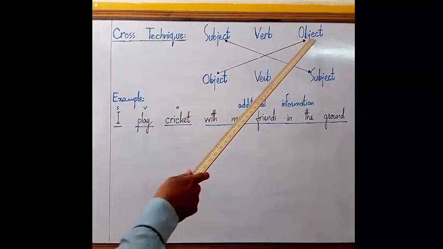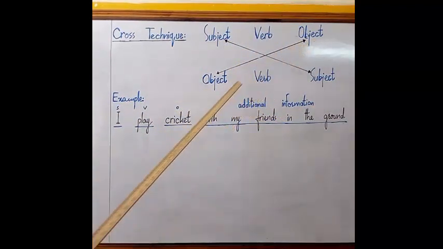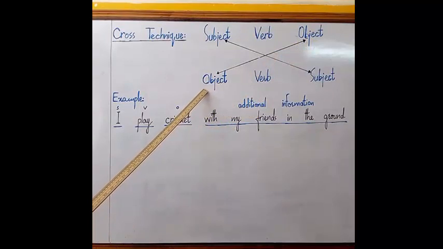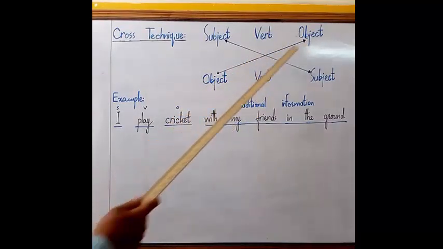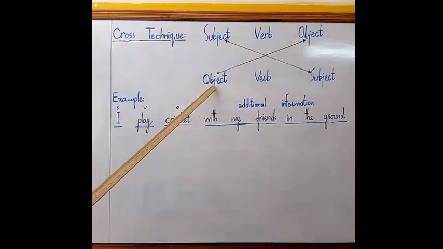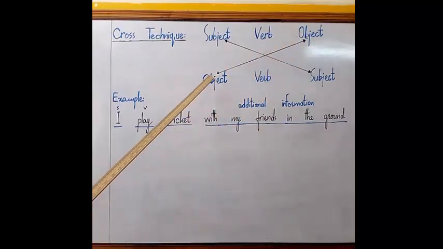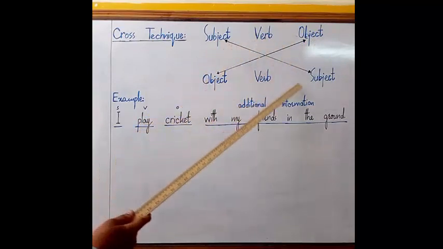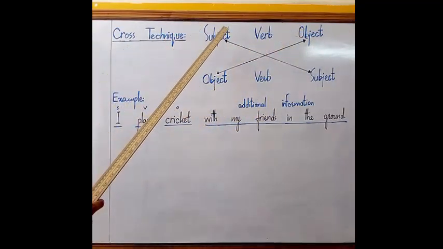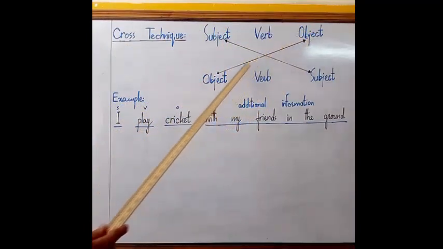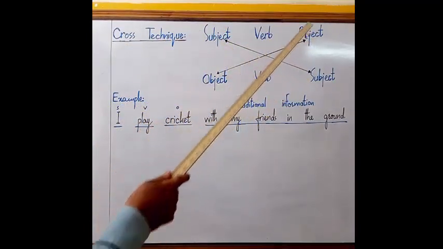Same as if there is me as an object at the subject position, it will become I. If there is us, it will become we. If there is him, it will become he. If there is her, it will become she. So exchanging the positions of subject and object is called cross technique, and you see it has been shown on the board with a cross.